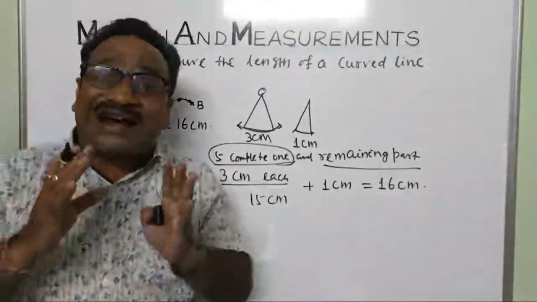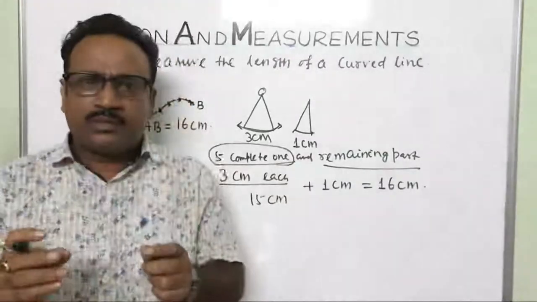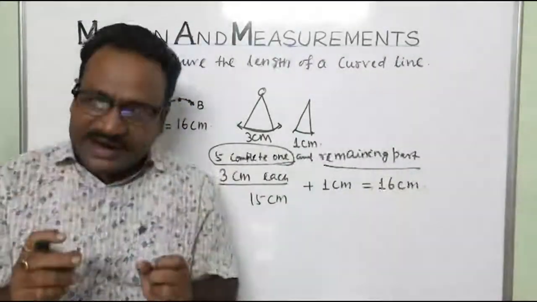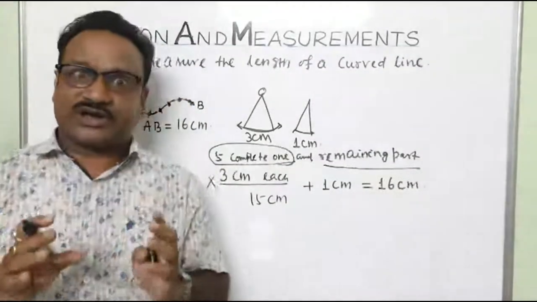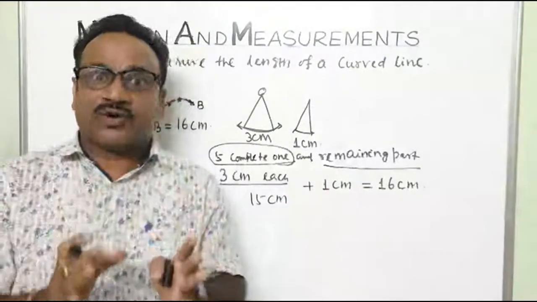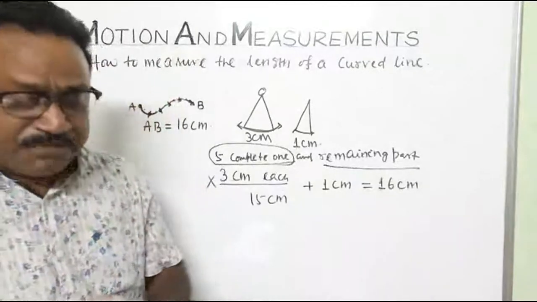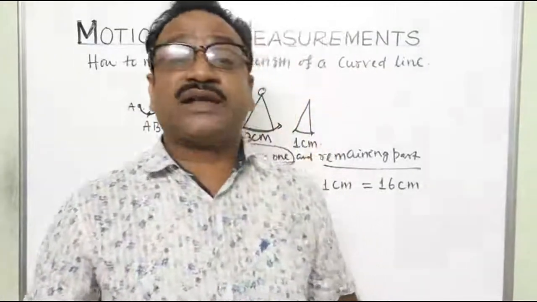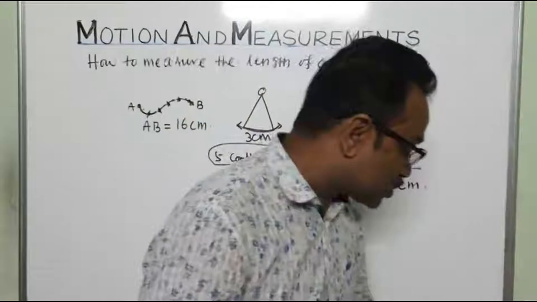So this is a practical thing you have to do at home. Draw a curved line, take one thread or divider, and now measure it. You will do it at home so that you can get clarified about the measurement of curved lines. Now we'll see how to measure small lengths.